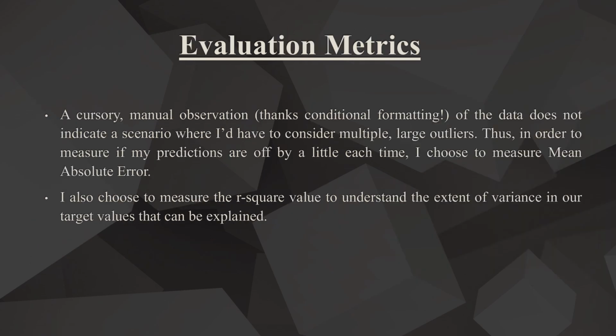Since we are evaluating a linear regression based model, I initially looked at the extent of the outliers in the dataset using conditional formatting in Excel. Since there weren't many outliers or large outlier values, I have chosen to use mean absolute error as one of my evaluation metrics because I'm really trying to measure if my predictions are off by a little each time versus the large outliers. I have also chosen R squared to understand the extent of variance in our target values that the model can appropriately and suitably explain. Based on this, I ran the two models on the 10% of test data.